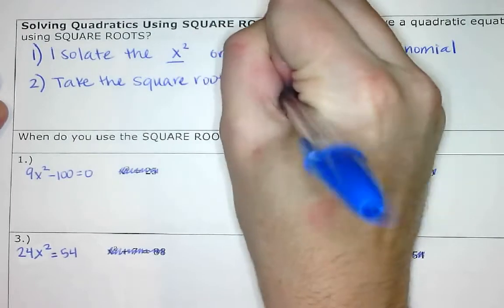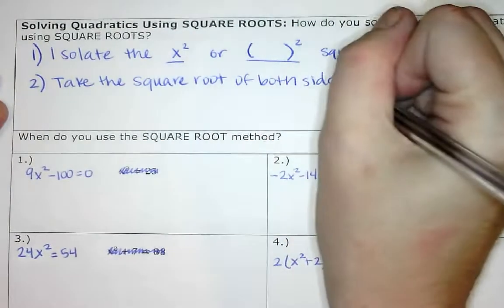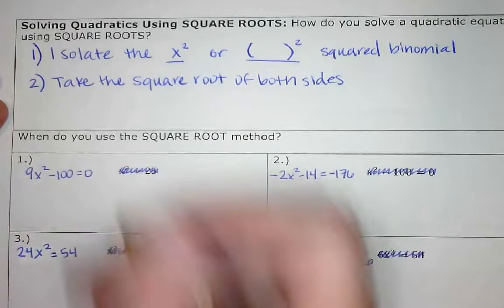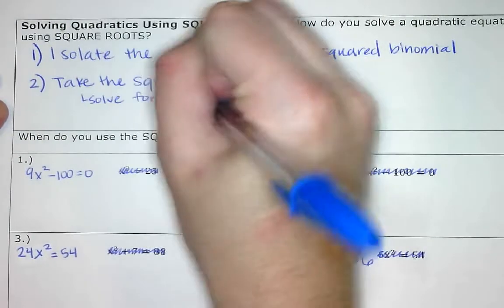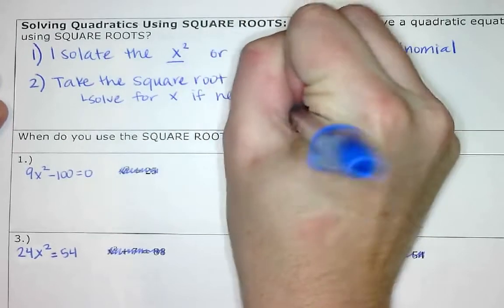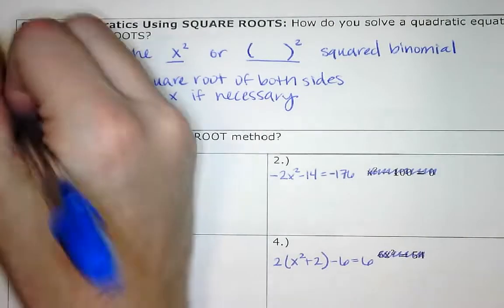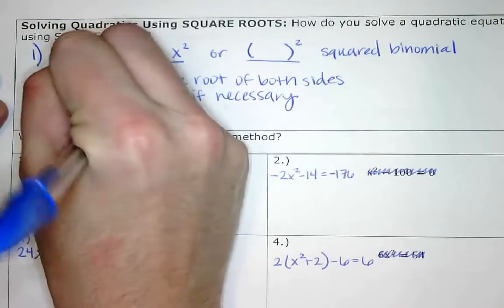of both sides. All right, guys, we want to take the square root of both sides. And then in the case of a squared binomial, you will have to solve for x if necessary. And you will have to solve for both values. And I'll talk about that in a second, because I don't know how much we have actually talked about this.